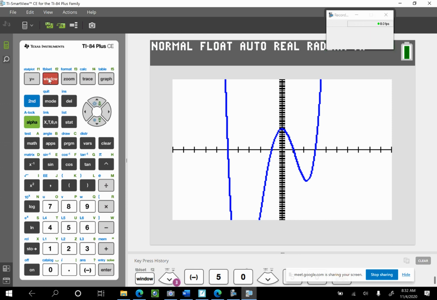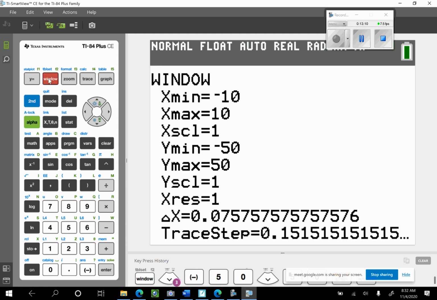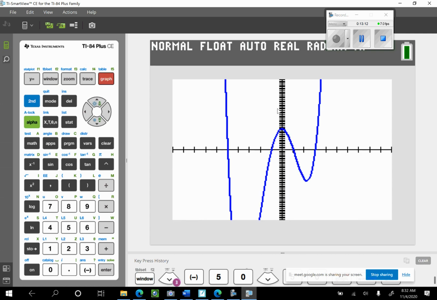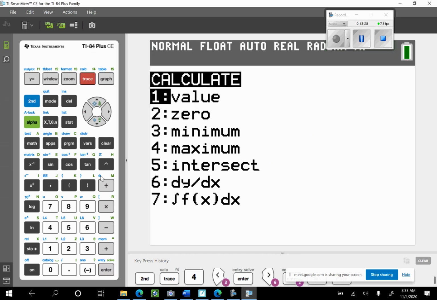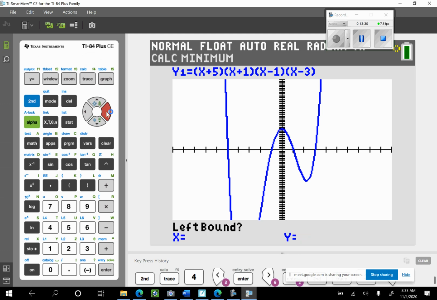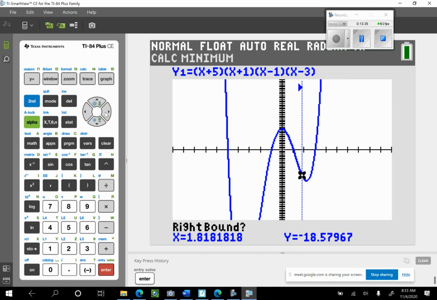I changed the window to where the y's are from negative 50 to 50. I've looked at the graph. I can see the max and the min. I'm going to find this max and min. That's the maximum point. Second, calculate option 4. Left, right, enter. I'm going to find the second min, actually. Go to the left, go to the right, and that's the min.